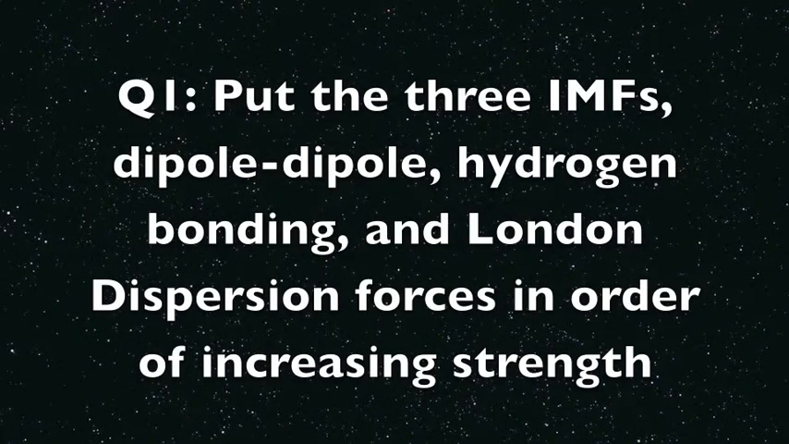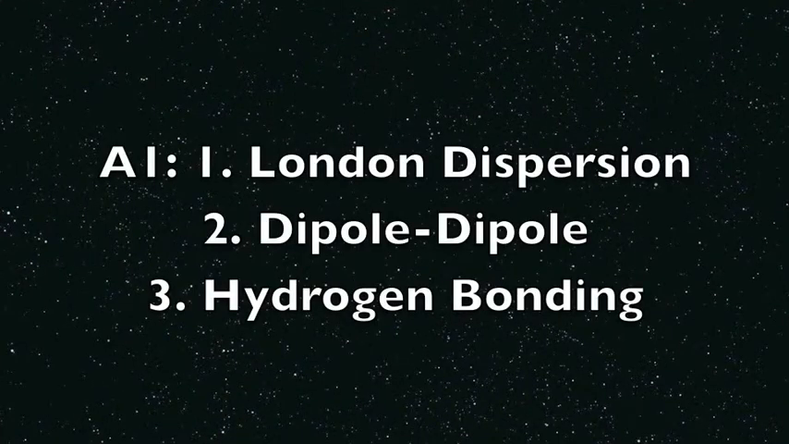Let's take a quick quiz to see what we've learned. Question 1. Put the three IMFs, dipole-dipole, hydrogen bonding, and London dispersion forces in order of increasing strength. The answer is London dispersion, dipole-dipole, then hydrogen bonding.